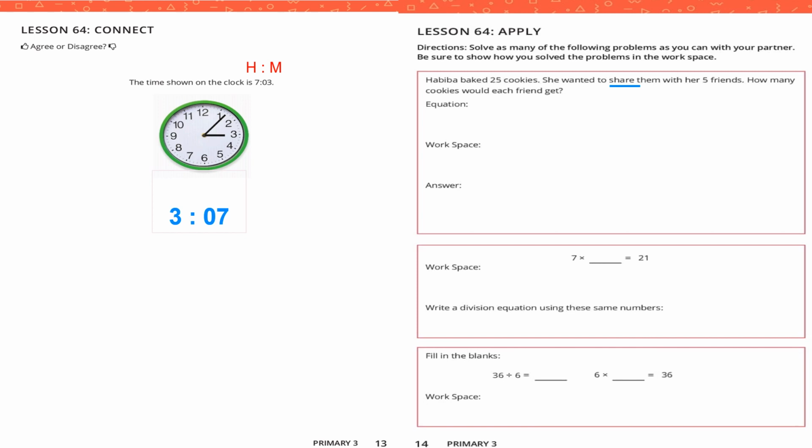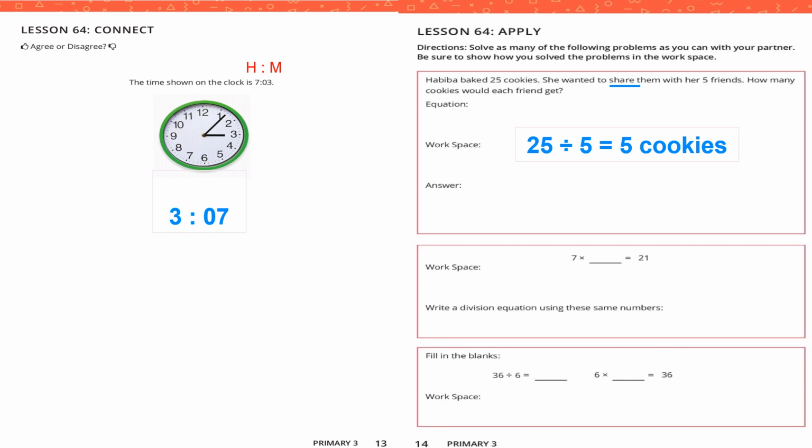So which equation should I write here? Which operation? Will I multiply or divide? Sure, divide. So 25 divided by 5 equals, from table 5, 5. Yes, because 5 times 5 is 25. 5 what? 5 cookies, because he is telling me how many cookies, okay?